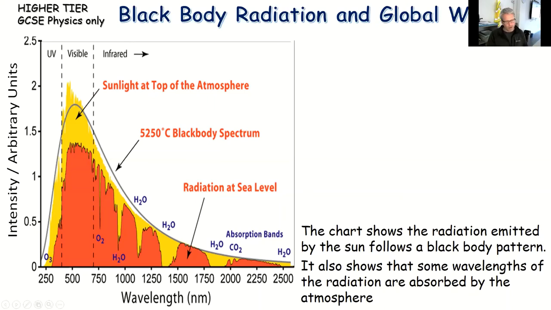And so the radiation that reaches the top of our atmosphere is shown by the yellow shaded area. But by the time that radiation passes through our whole atmosphere, you can see that it becomes the red line, and a lot of the radiation has been absorbed, but specific wavelengths have also been absorbed. So it shows how some wavelengths from the sun are absorbed by the atmosphere and others not.